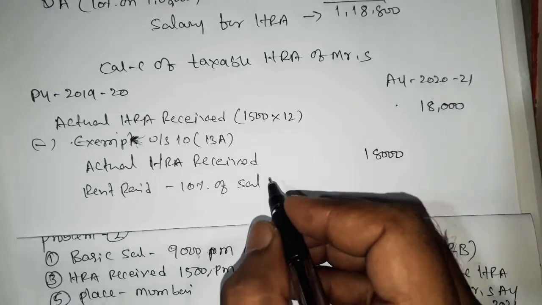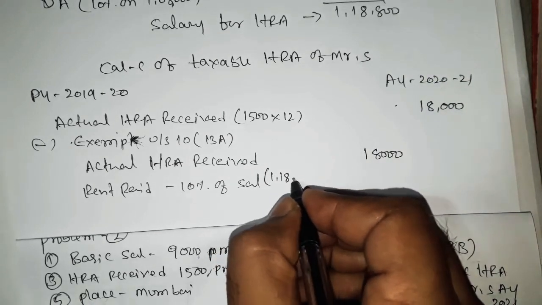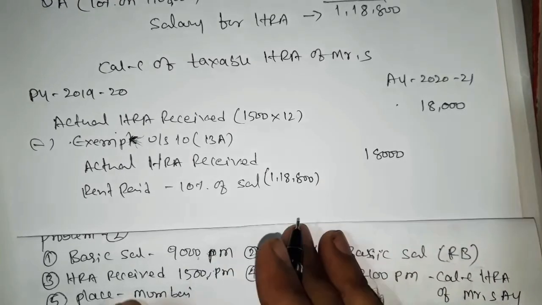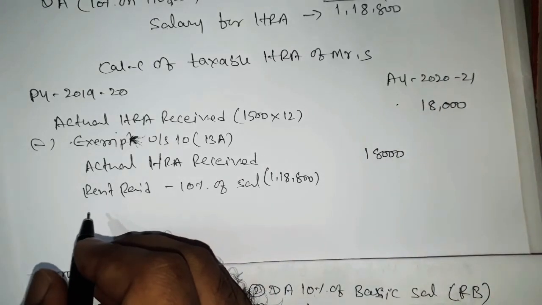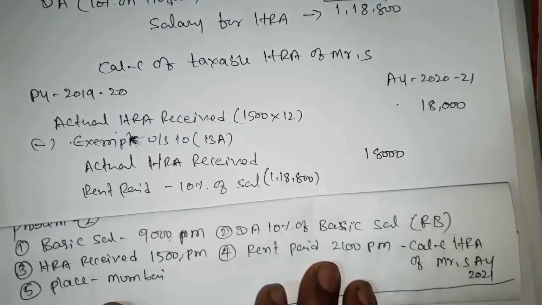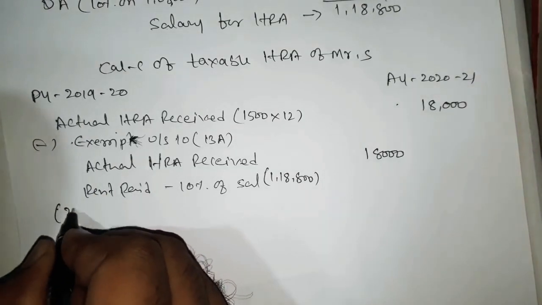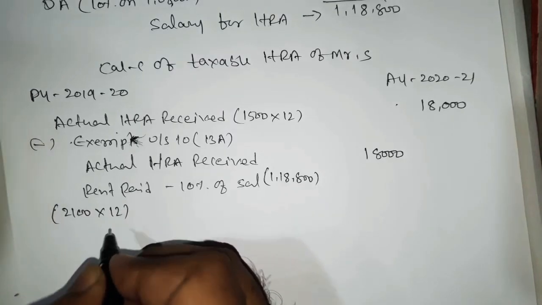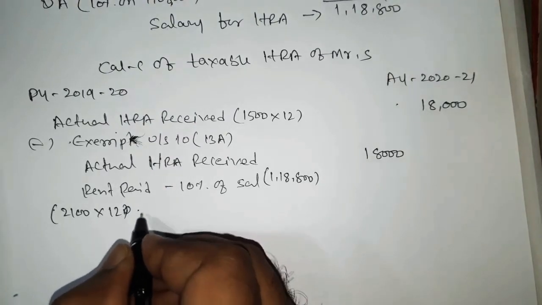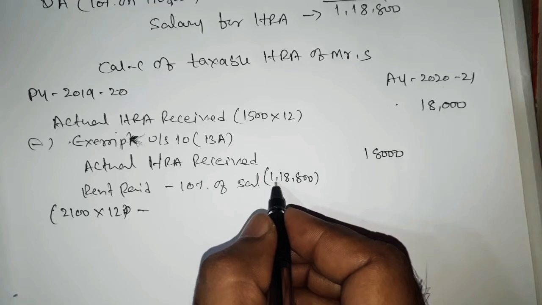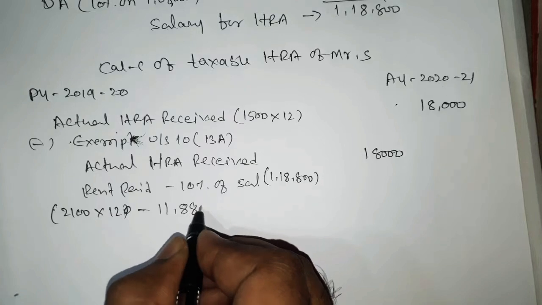We know that the salary is 1,18,800. For this you need to take the 10 percentage. What is the rent paid? The rent paid is 2,100 per month. We need to go for the calculation here. 2,100 into 12, less the 10 percentage of 1,18,800, which is 11,880.